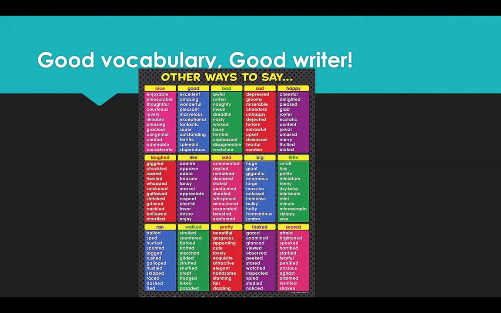Also, you can pause this part and read on your own if you don't want to read with me. Pretty: beautiful, gorgeous, appealing, cute, lovely, exquisite, attractive, elegant. Oh, wait. Another word for attractive is also fascinating. Elegant, handsome, stunning, fair, dazzling.